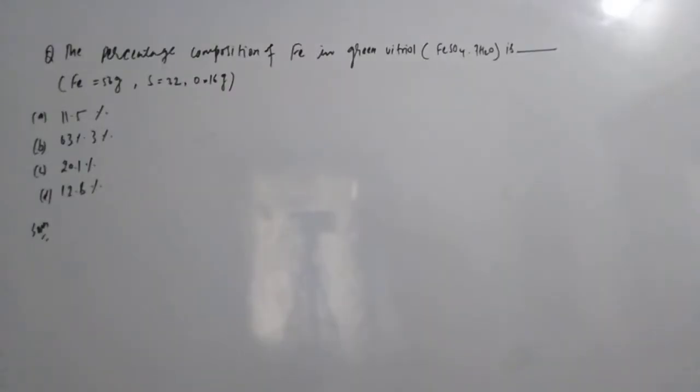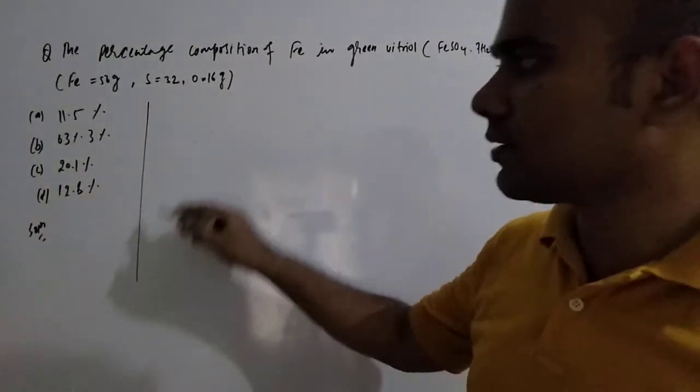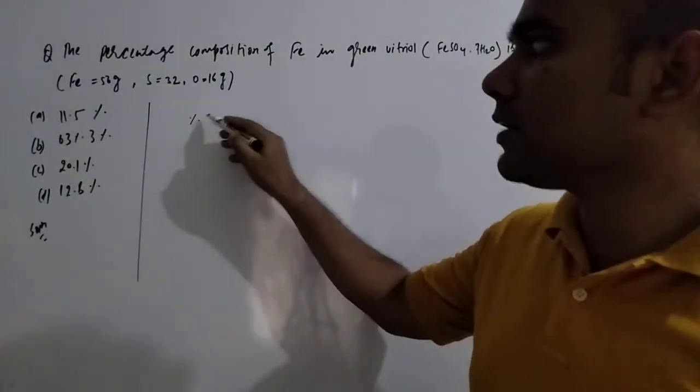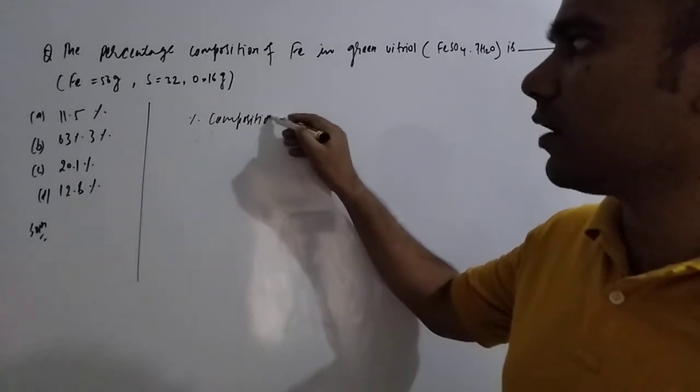Hello students, let us see one problem which was asked by my student. The problem is the percentage composition of Fe in green vitriol. The formula of green vitriol has already been mentioned, that is FeSO4.7H2O. Okay, they are asking for the percentage composition. So dear student, how can you do it? Percentage composition of Fe.